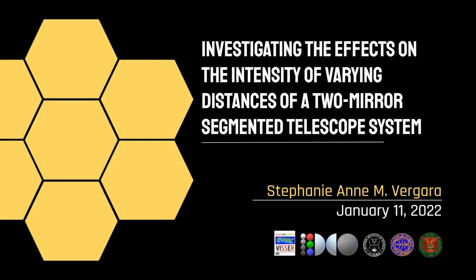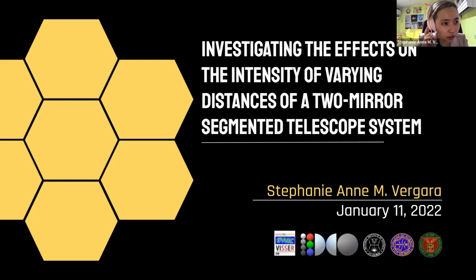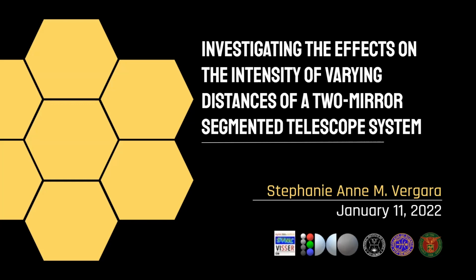Maybe let's go to the basics first. Can you explain again how segmented mirrors reduce the size of a telescope?